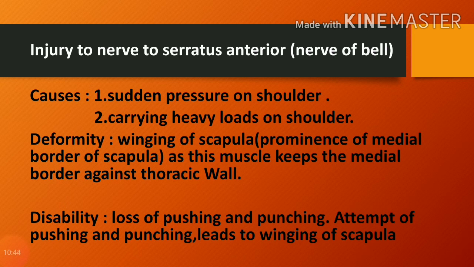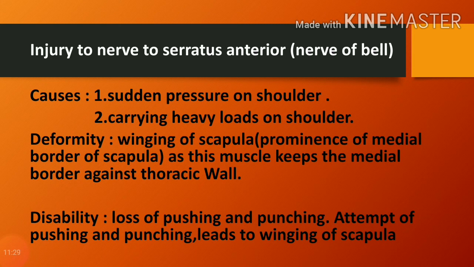We have two borders of scapula, lateral and medial, and this muscle keeps the medial border against the thoracic wall. If you learnt serratus anterior, then you know that it is inserted into the costal surface of scapula on the medial side. So whenever this muscle is pulled or paralyzed, there will be some change in the medial border. And what are the disabilities? The disabilities are loss of pushing and punching. Attempting pushing and punching leads to winging of scapula.